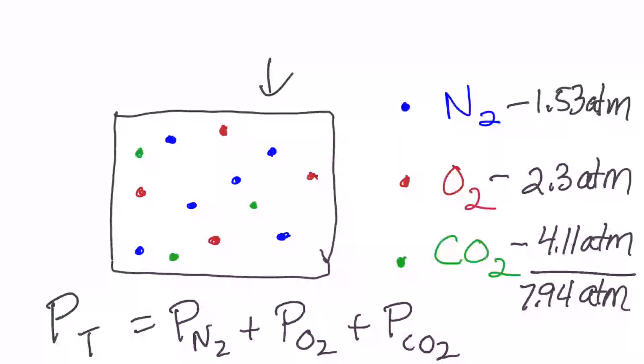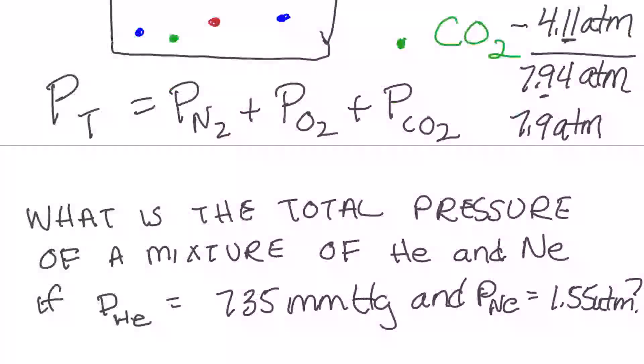But I have to remember sig figs, and remember I'm not counting sig figs, I'm looking at the place. This goes to the hundredths place, this goes to the tenths place, this goes to the hundredths place. So I can only go to the tenths place. The answer here would be 7.9 atmospheres as the total pressure of this system. I think that's pretty easy to understand. The total pressure is just the sum of all the partial pressures of all the individual gases in the mixture.